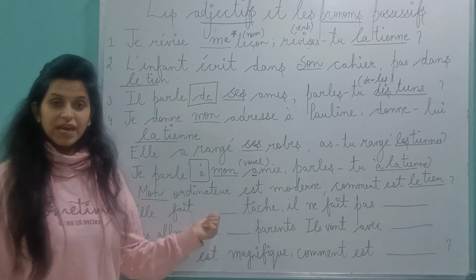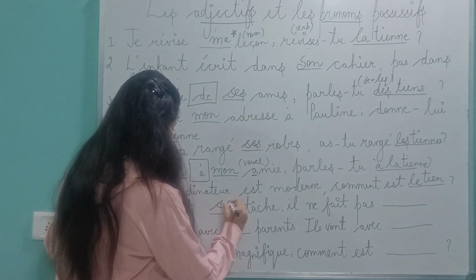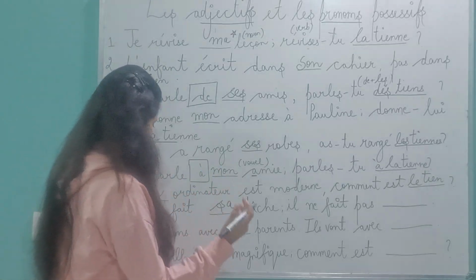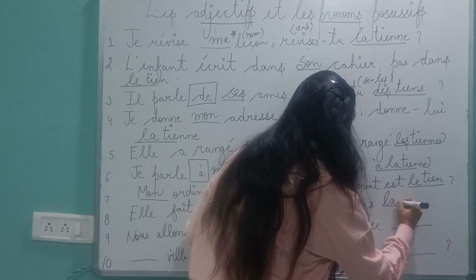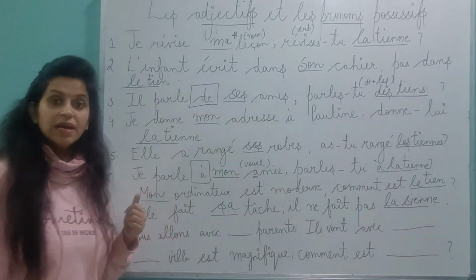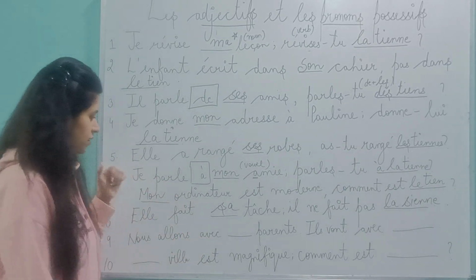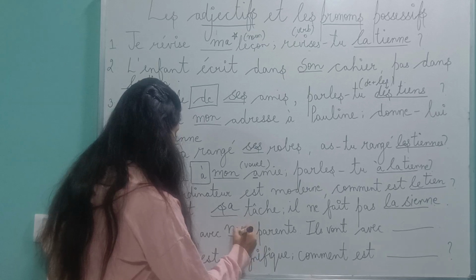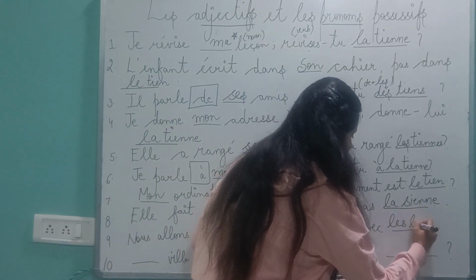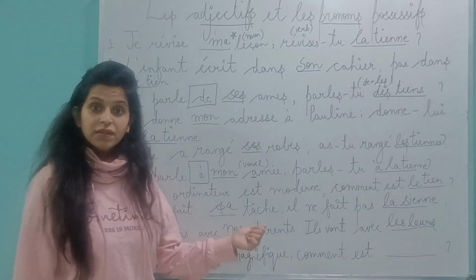Next one. Elle fait dash tâche. Tâche, c'est féminin. Elle fait sa tâche. Il ne fait pas dash. She's doing her work. He's not doing his. So, il ne fait pas la sienne. Because we're writing according to tâche, c'est féminin. La sienne. Next part. Nous allons avec dash parents. Nos parents. Ils vont avec. They are going with theirs. Les leurs because parents c'est pluriel.